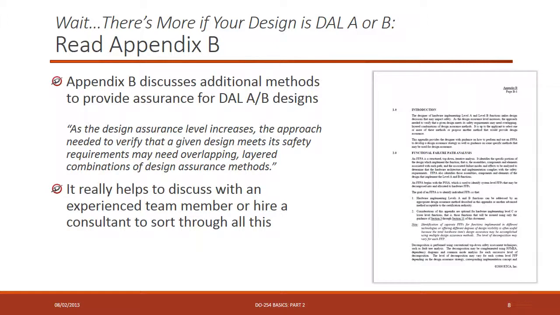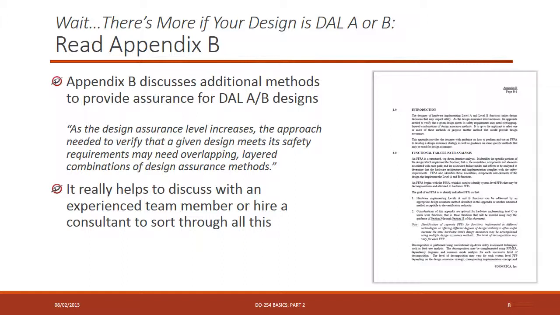And then there's Appendix B. So if you have a design assurance level A or B device, you have even more DO-254 compliance to worry about, and that's what's discussed in Appendix B. So Appendix B discusses additional methods to provide added assurance for DAL A and B designs, and in the introduction of this section, it basically describes the philosophy for this.